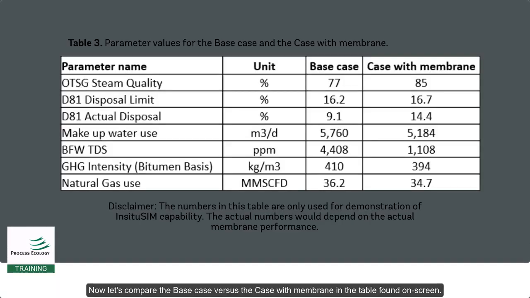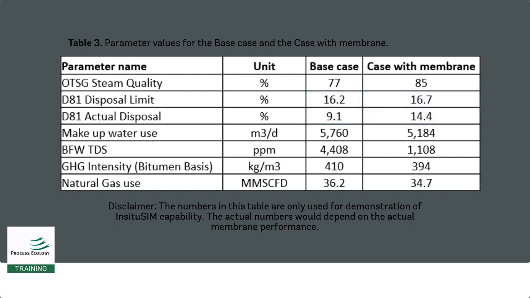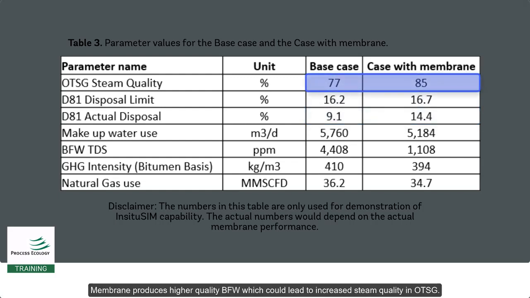Now let's compare the base case versus the case with membrane in the table found on screen. The main points that can be drawn from the comparison include the following. Permeate water from the membrane is sent to the disposal well, which results in worsened D81 performance. Membrane produces higher quality BFW, which could lead to increased steam quality in OTSG. The increased steam quality from OTSG would lead to a roughly 4% reduction in GHG emissions.